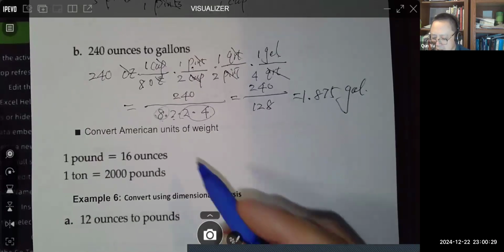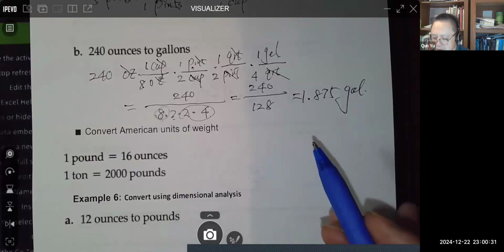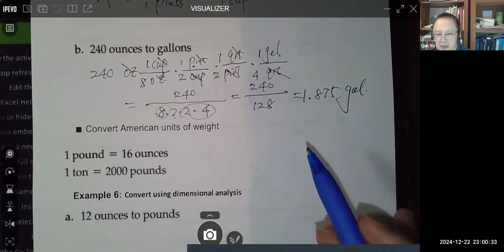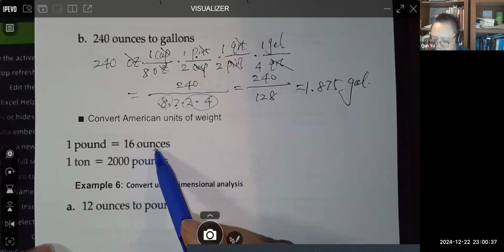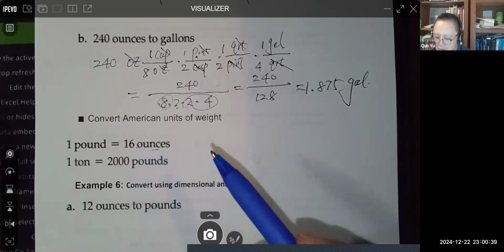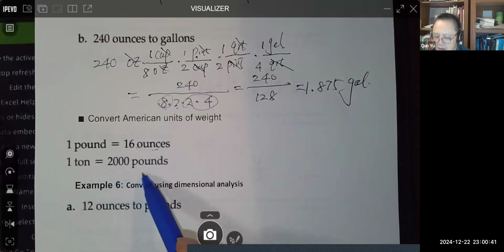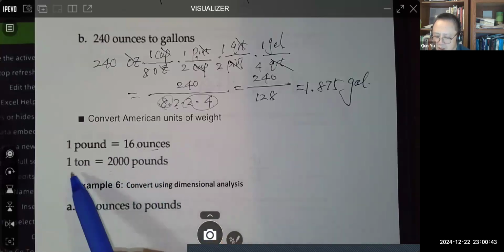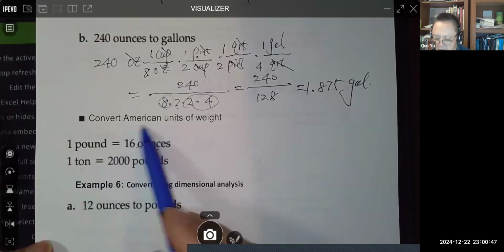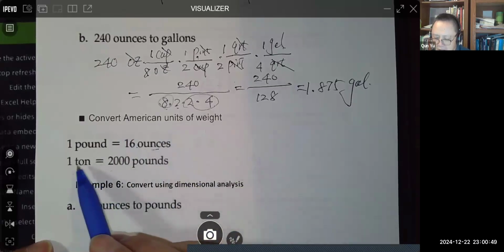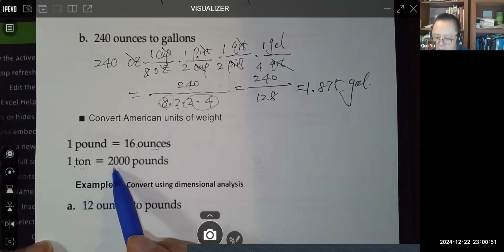Now this time we're looking at conversions using the units of weight. As I mentioned before, the ounce is actually a weight unit. Now 1 ton equals 2,000 pounds. I mention this again, this more than likely is an American unit, right? Because a metric ton equals 2,200 pounds, not 2,000 pounds.